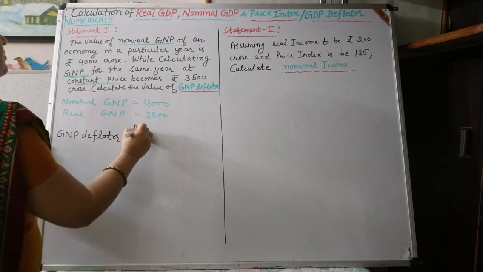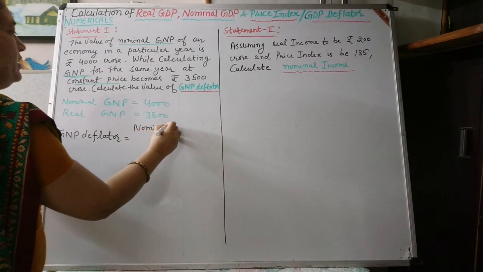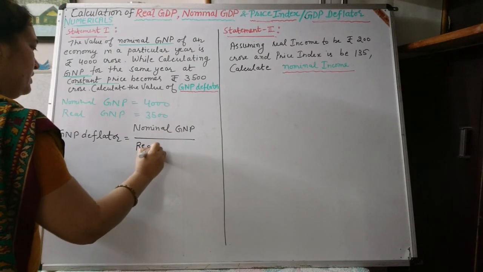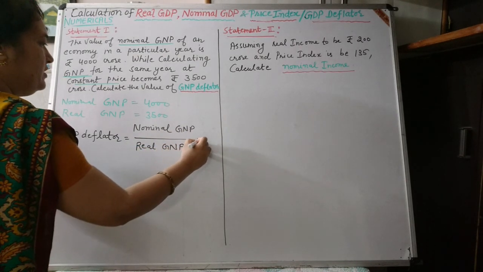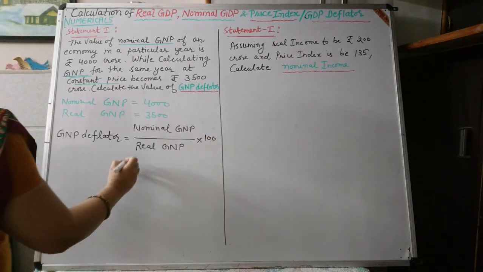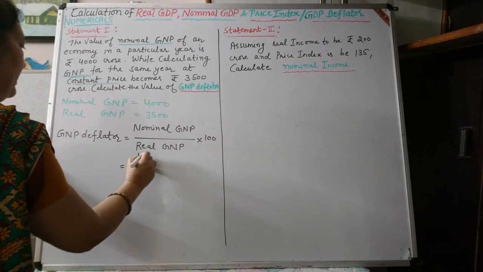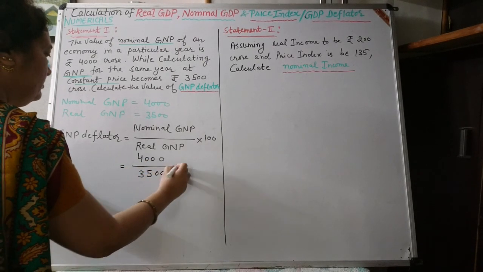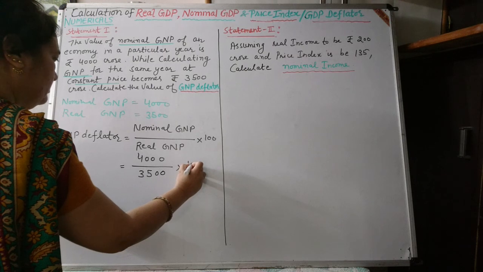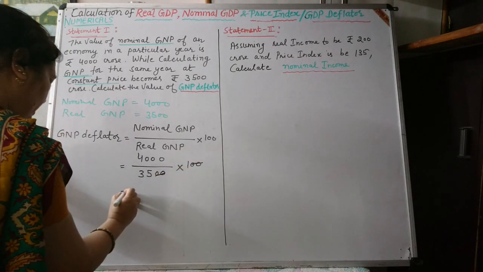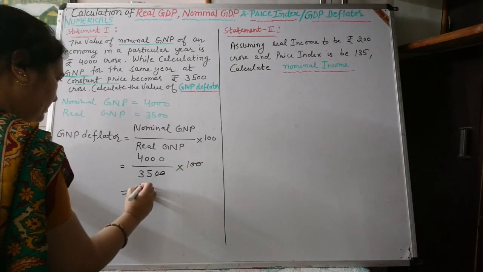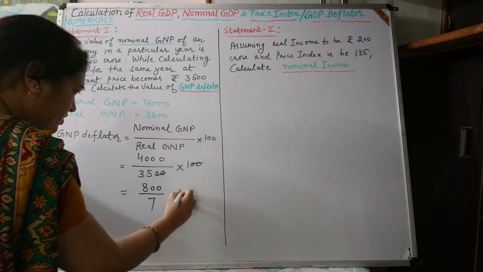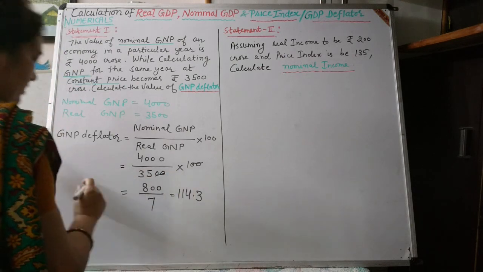The formula is nominal GNP divided by real GNP, multiplied by 100. So let us put the values. Nominal GDP value is 4,000 divided by 3,500 multiplied by 100. So it would be equivalent to 800 divided by 7, and the calculation will be 114.3.